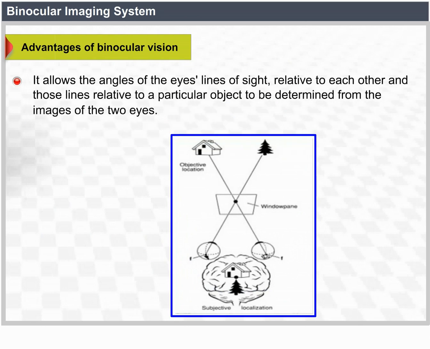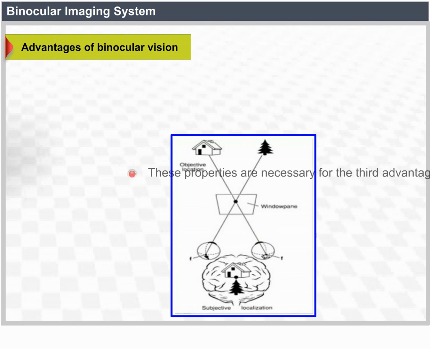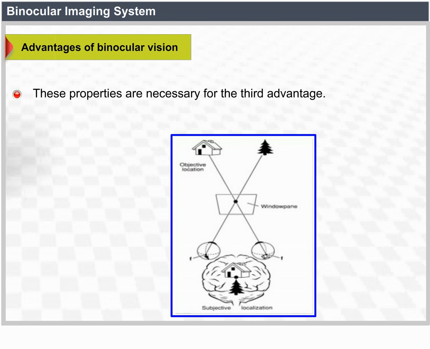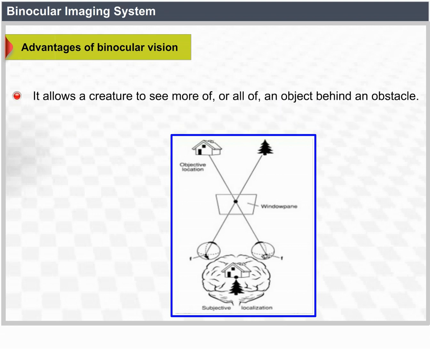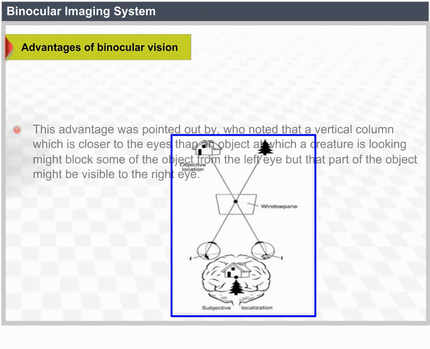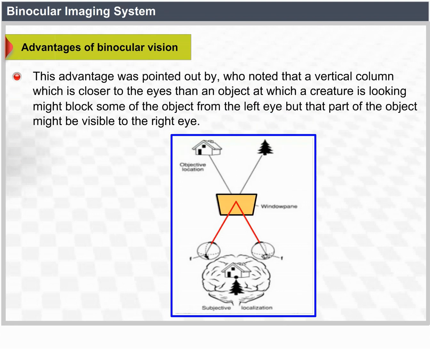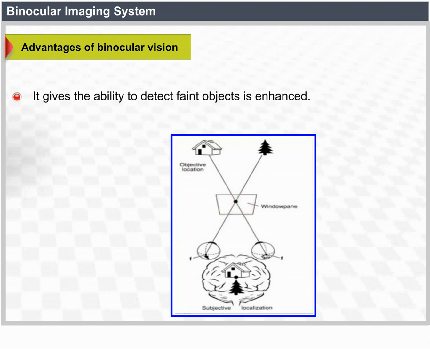It allows the angles of the eyes' lines of sight relative to each other, and those lines relative to a particular object, to be determined from the images in the two eyes. These properties are necessary for the third advantage: it allows the creature to see more or all of an object behind an obstacle. A vertical column closer to the eyes than the object might block some of the object from the left eye, but that part might be visible to the right eye. It also gives the ability to detect faint objects with enhancement.